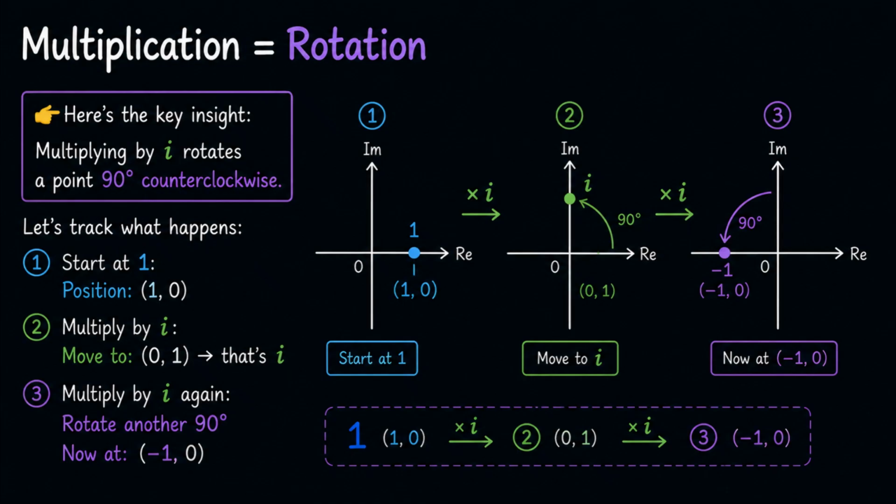Multiplication by the imaginary unit i can be understood geometrically as a rotation. Specifically, multiplying a complex number by i rotates it by 90 degrees counterclockwise about the origin. Starting from the point (1, 0), multiplying by i moves it to (0, 1), and multiplying by i again rotates it further to (-1, 0).